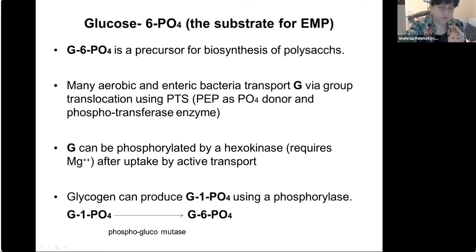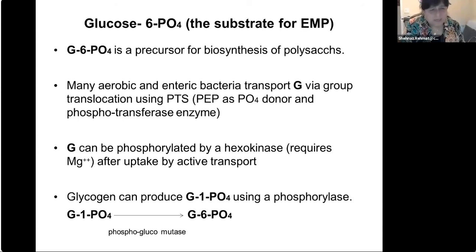Many aerobic and enteric bacteria can transport glucose via group translocation. Remember, we talked about group translocation? What kind of transport is this? Is it an active transport or a passive transport? Come on. Is it active or passive? It is an active pathway because it needs a phosphate donor, right? So it uses the energy given by PEP, right?